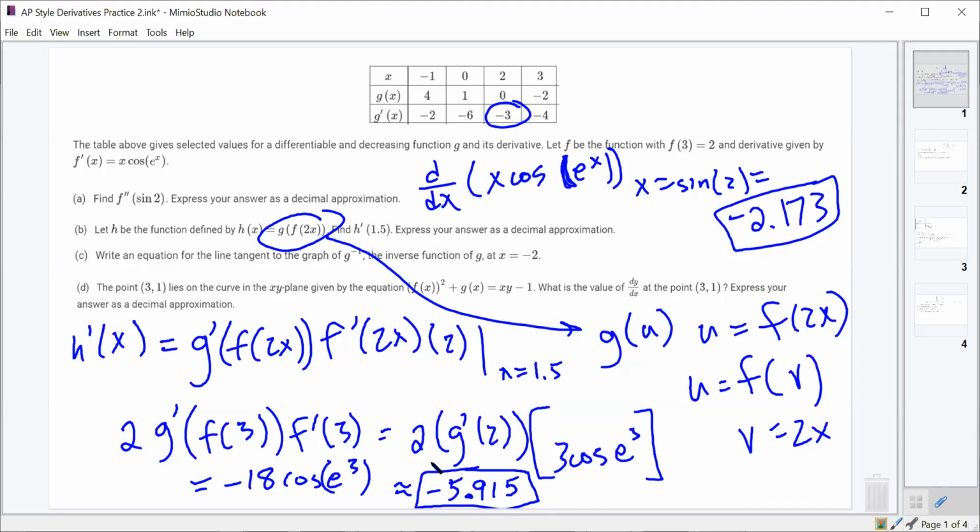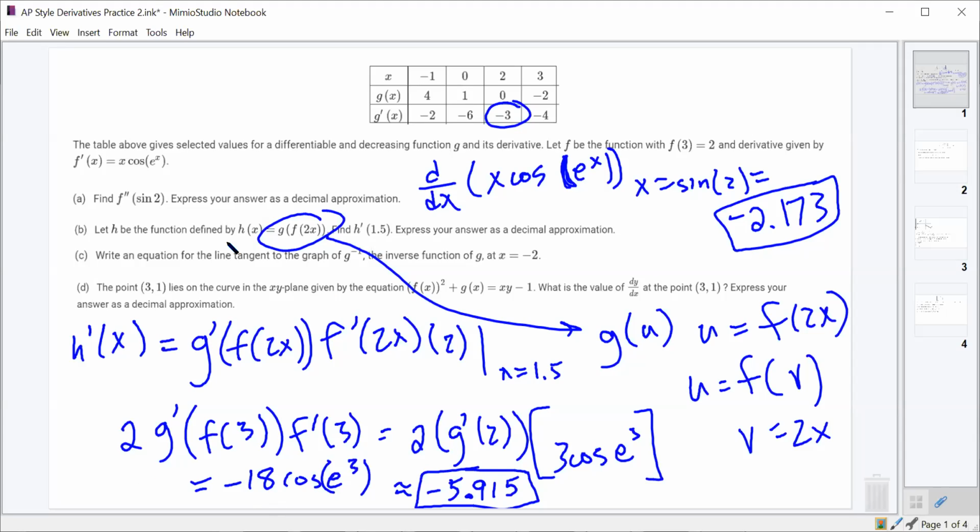Wait, why is it negative 18 cosine e cubed? So we had a 2. We had our g prime of 2, which was negative 3. So that's 2 times negative 3 gives us negative 6 times the 3 there. Oh, you just took the 3 from there. Oh, okay. Yeah. Got it. Yep. Everyone good?